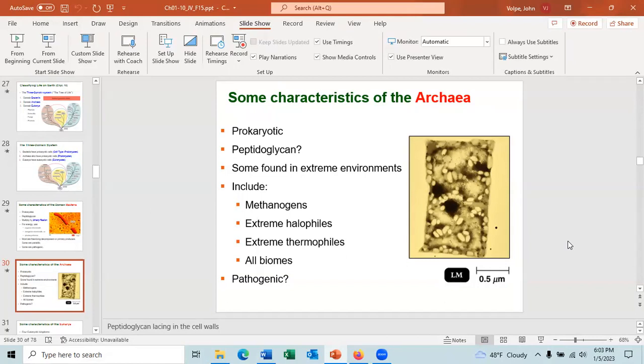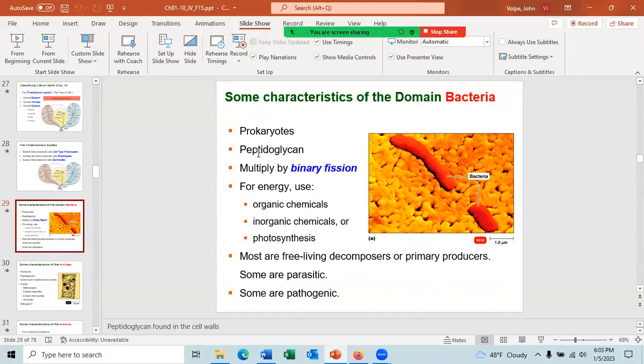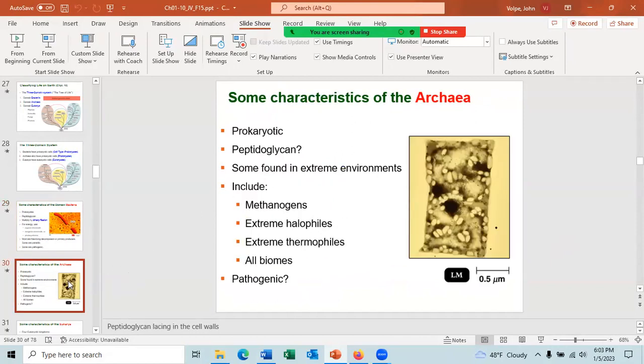Peptidoglycan is also not found in domain eukarya. So only the domain bacteria have peptidoglycan. Some of the archaea are found in extreme environments, such as some of the methanogens, which produce methane gas. Some of them are extreme halophiles, like the bacteria living in the Dead Sea between Jordan and Palestine. Most of those are archaea.